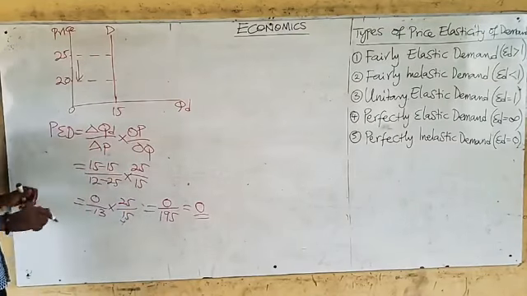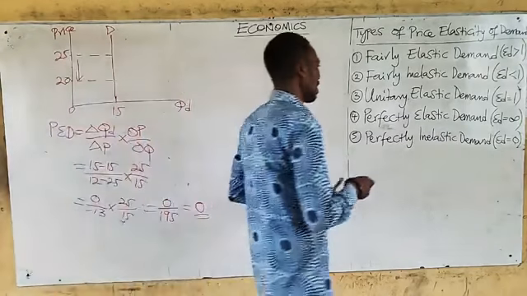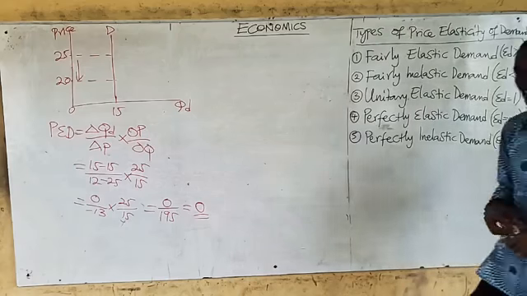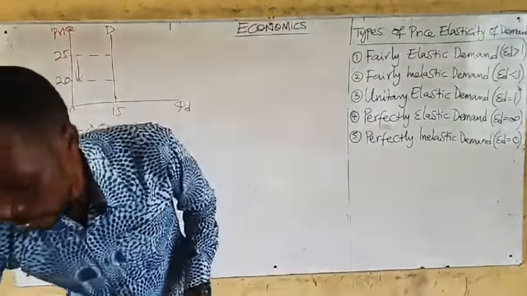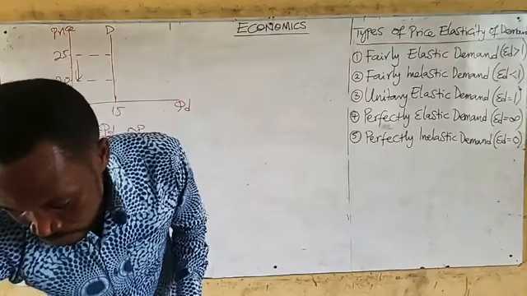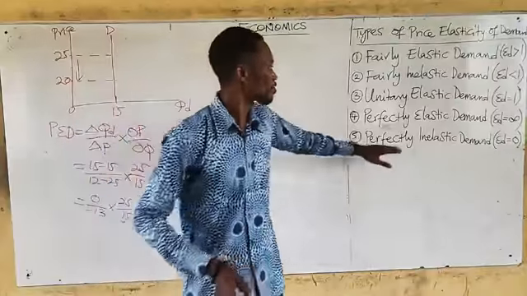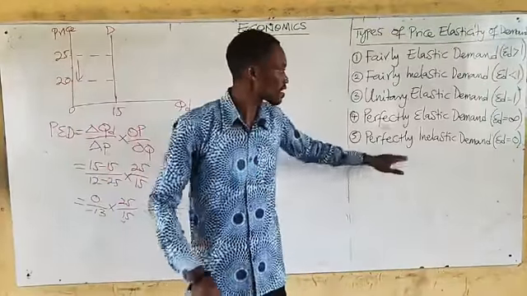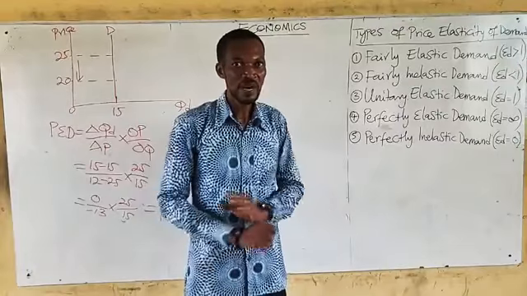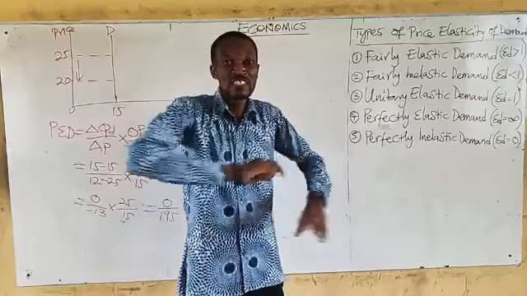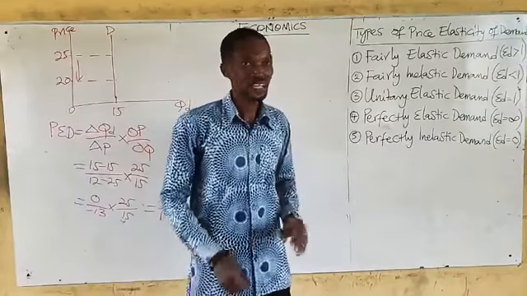0 divided by any figure is 0. What do we have here? When you calculate price elasticity of demand and your answer is equal to 0, it means that the demand facing the commodity is perfectly inelastic. How? It means that price can change, but quantity will not change. That means perfectly static. Quantity will not change no matter what happens to price. In the perfectly elastic case, the price is fixed and quantity is forever changing.